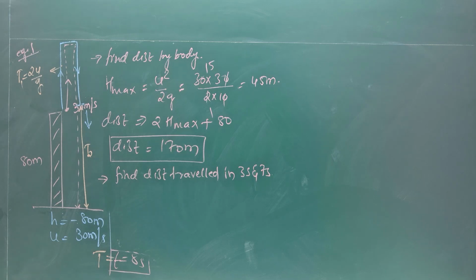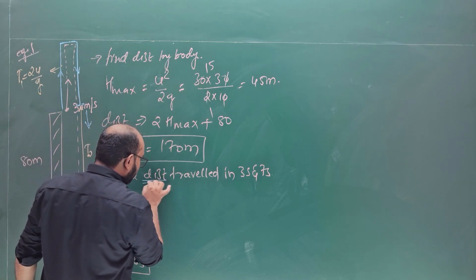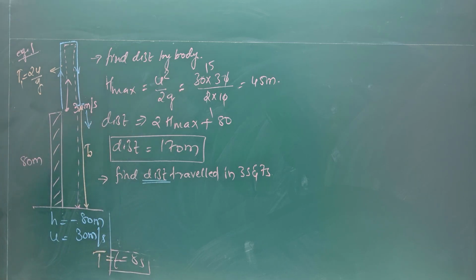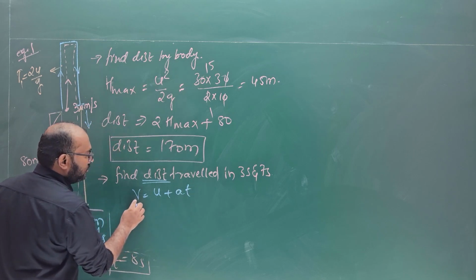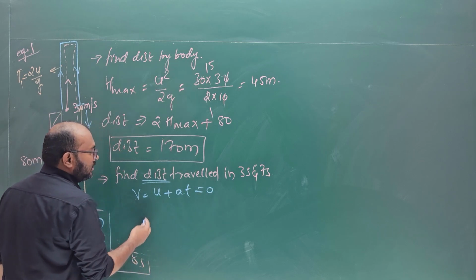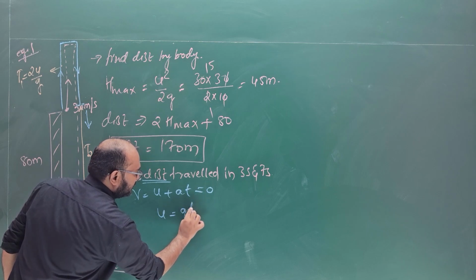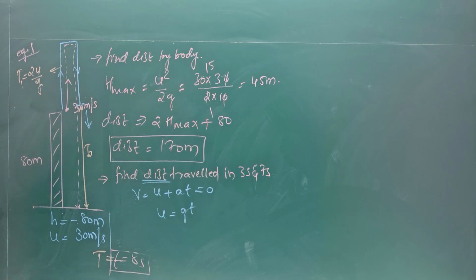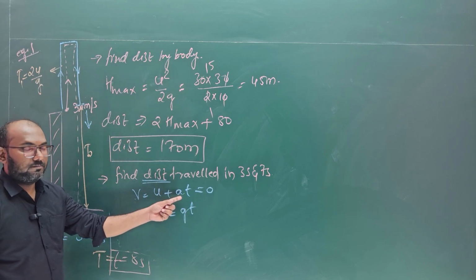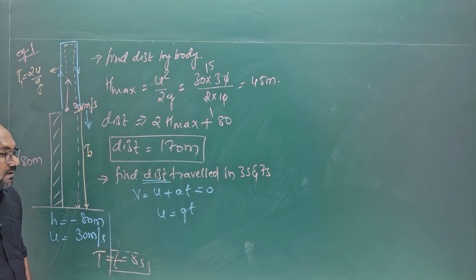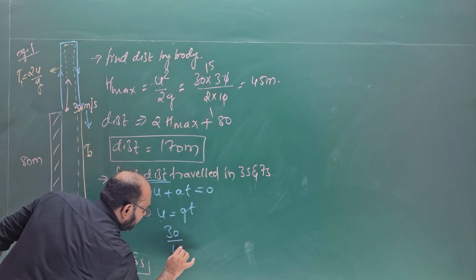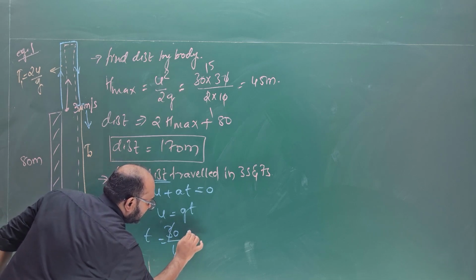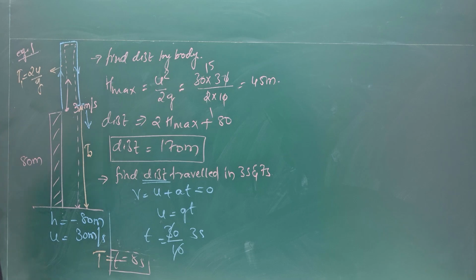Okay, what is the question asked? Distance, right? So whenever they ask you distance, what is the first thing you have to find? Turning point. Yes, very good. So v is equal to u plus at, and this v should be equal to 0, or u is equal to, can I write gt? Minus g goes on the other side, it becomes plus gt. So u is the initial velocity 30. So 30 divided by 10, that is nothing but t. So can I say that at 3 seconds the body is turning back?